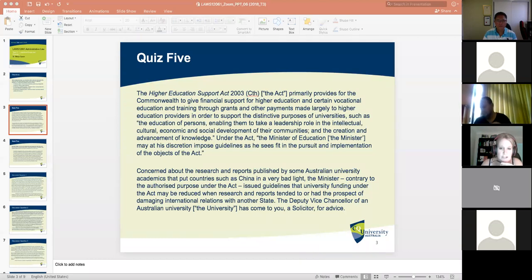Concerned about the research and reports published by some Australian university academics that put countries such as China in a very bad light, the Minister, contrary to the authorised purpose under the Act, issued guidelines that university funding under the Act may be reduced when research and reports tended to or had the prospect of damaging international relations with another state. The Deputy Vice-Chancellor of an Australian university, the university, has come to you, a solicitor, for advice.